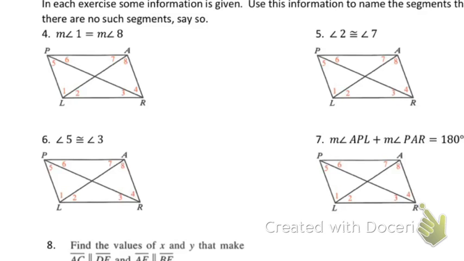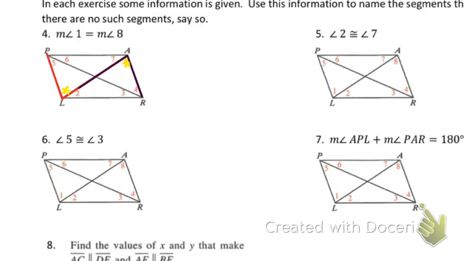So our first one says measure of angle 1 equals measure of angle 8. What I always like to do, especially when I just have a small one like this, I'm going to color in angle 1, and then I'll go ahead and color in angle 8. Well, based on those two angles, I'm looking at AR and PL being our possible parallel lines. They gave me angle 1 and angle 8 are congruent.